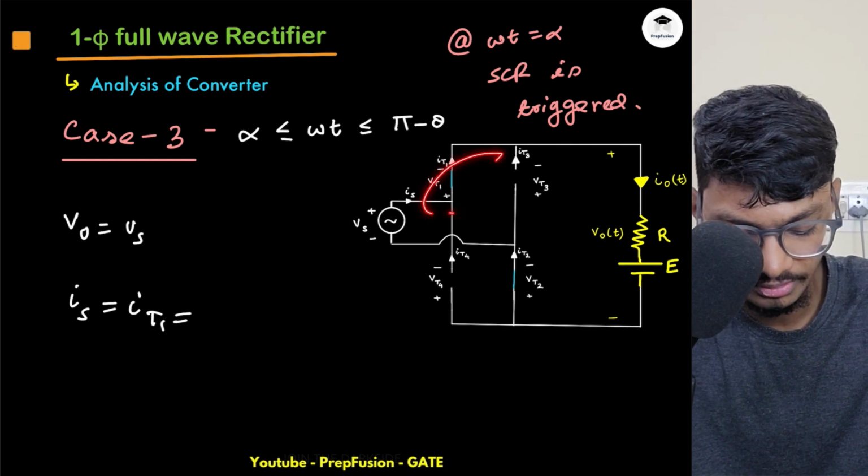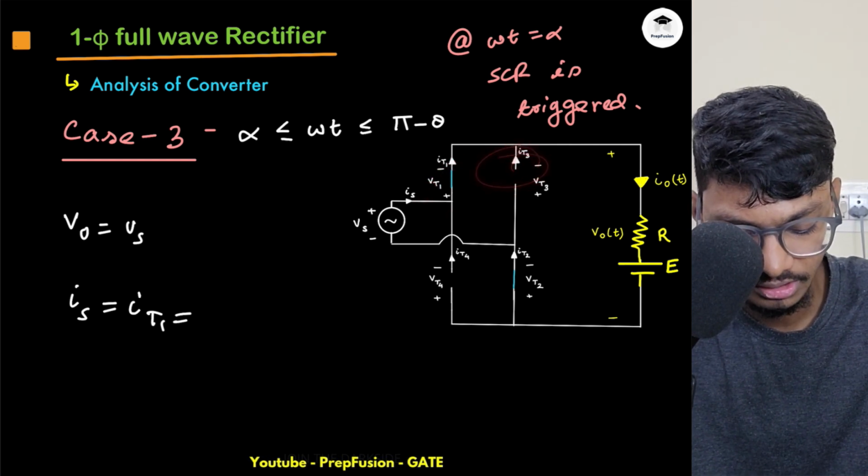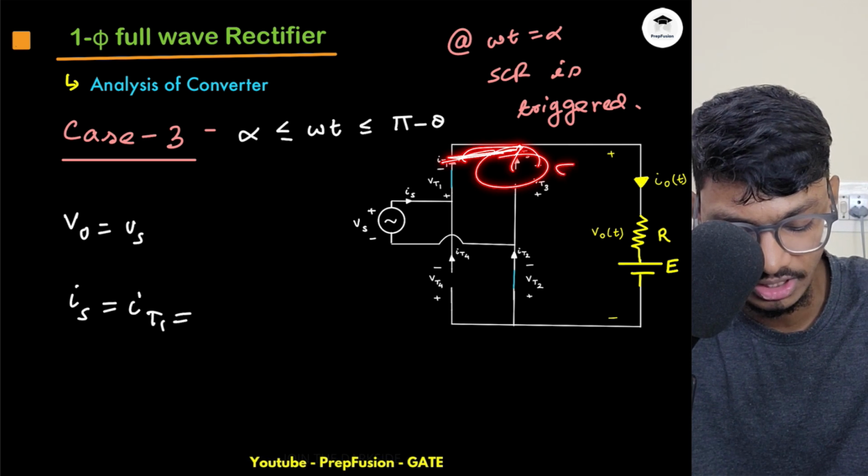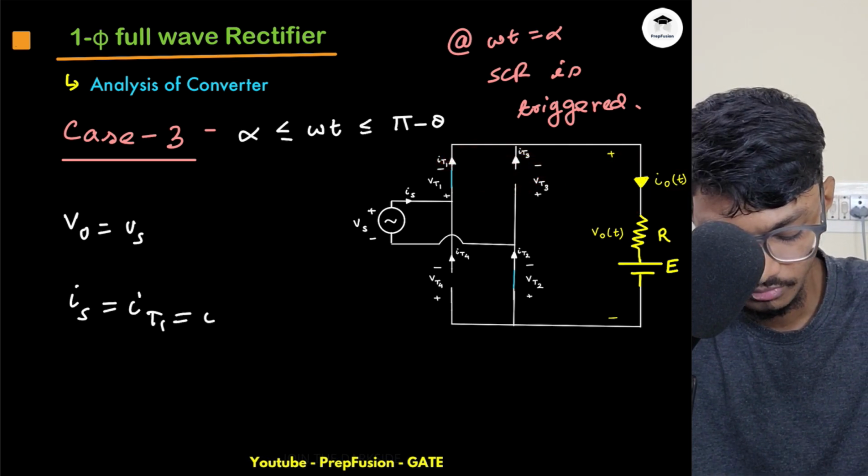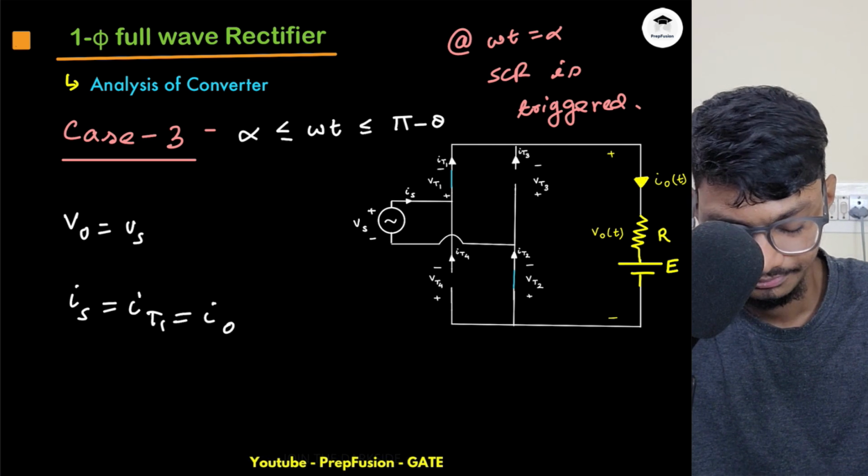Here, this is incoming and this is also incoming. But IT3 is 0, right? So whatever is incoming here, that is outgoing. IO is outgoing, so this is equal to IO. Okay, so this is the current.